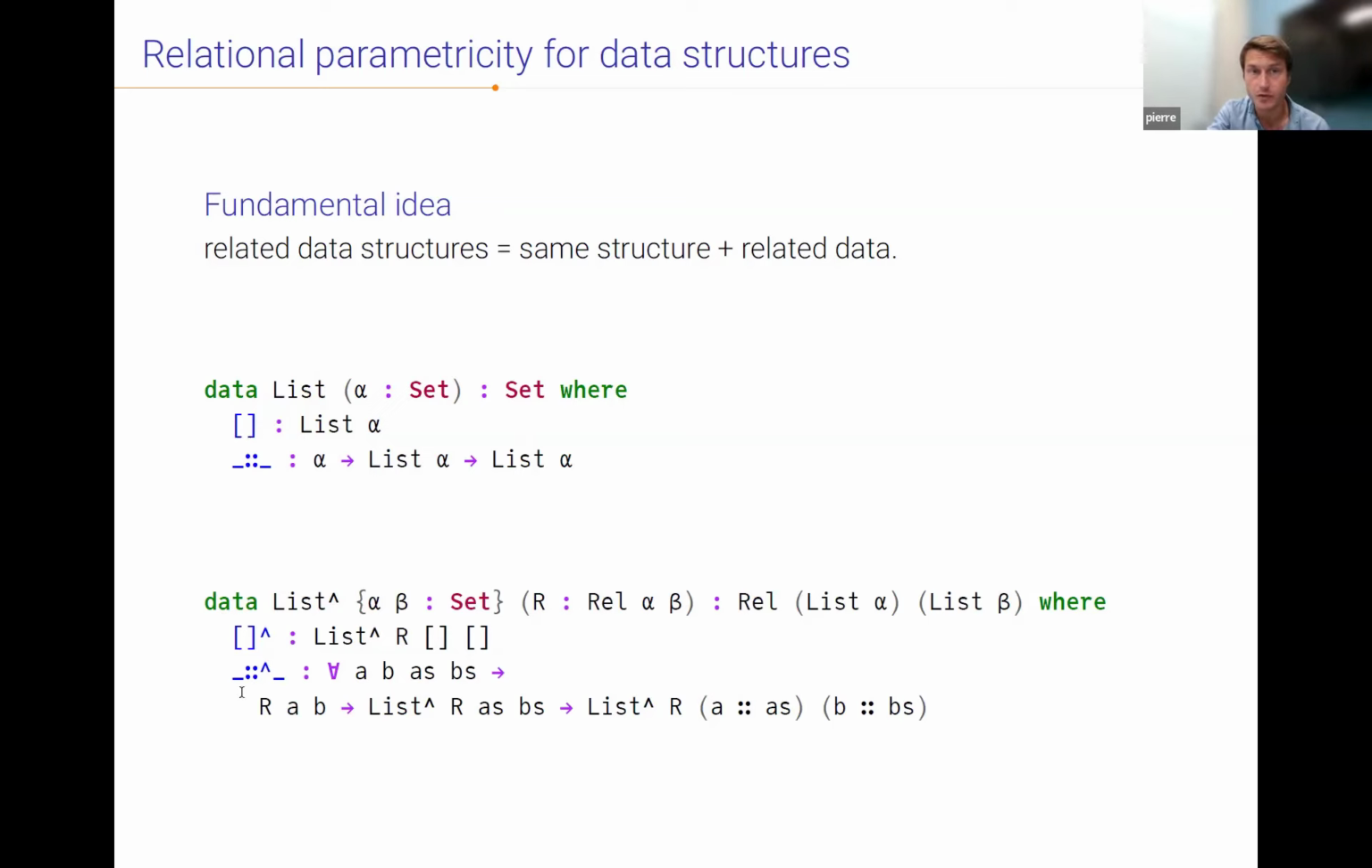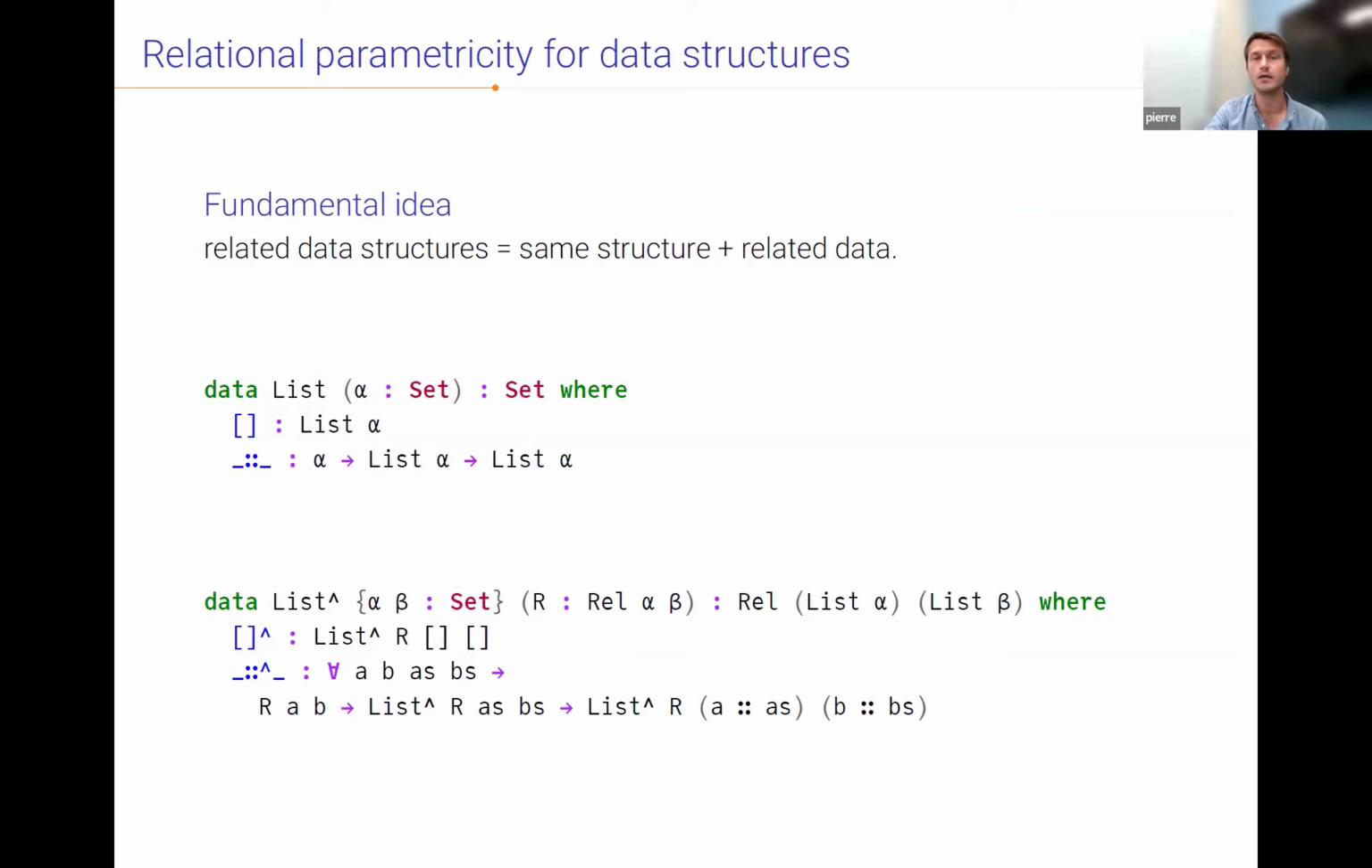The same is true for the second constructor. So I make a second constructor cons hat, which is a witness that cons is parametric. So it says if you have two elements which are related by R and two lists that are related by the lifting of R, then the new lists that you can make with the cons are related by the lifting of R.